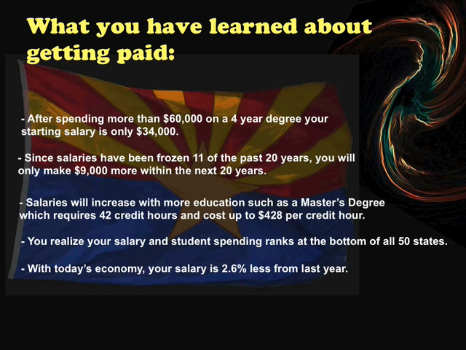What have you learned about getting paid? After spending more than $60,000 on a 4-year degree, your starting salary is only $34,000. Since salaries have been frozen in 11 of the past 20 years, you will only make $9,000 more within the next 20 years. Salaries will increase with more education, such as a master's degree, which requires 42 credit hours and costs up to $428 per credit hour.